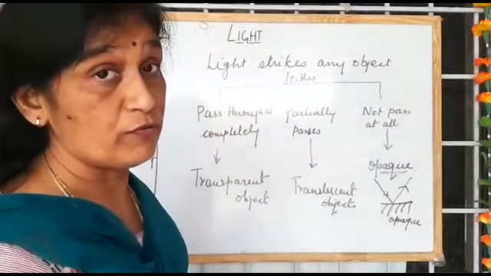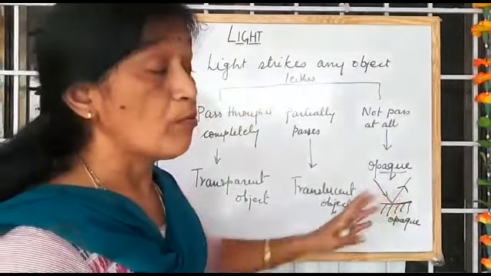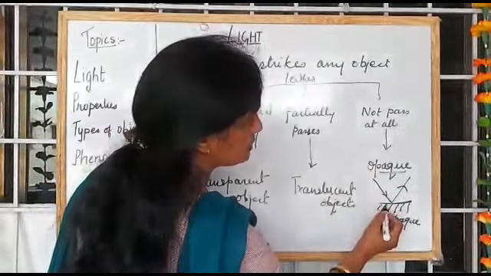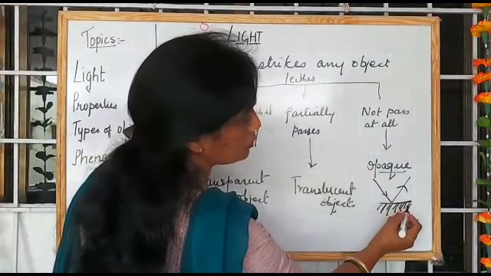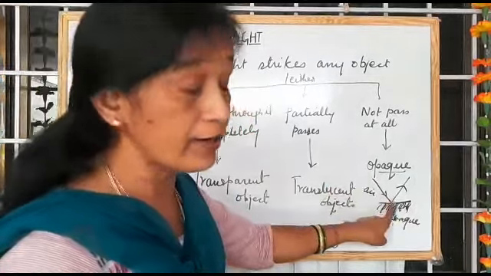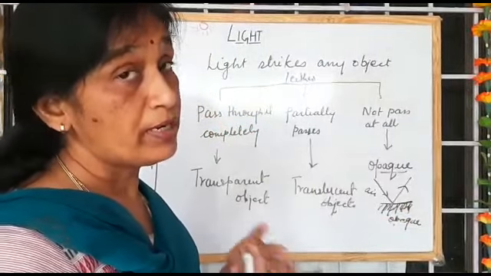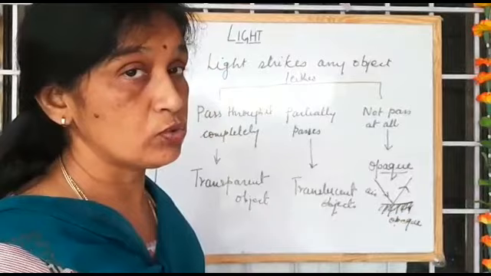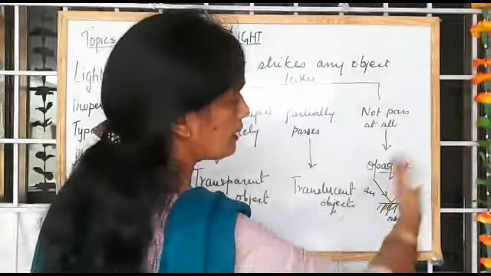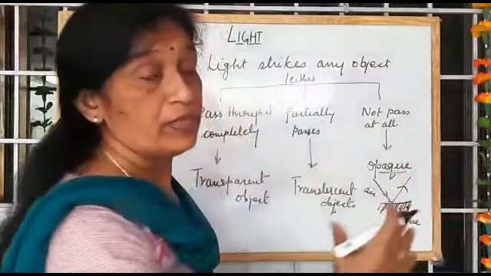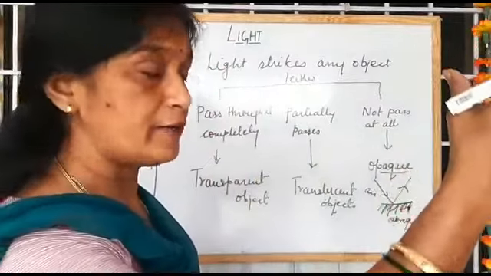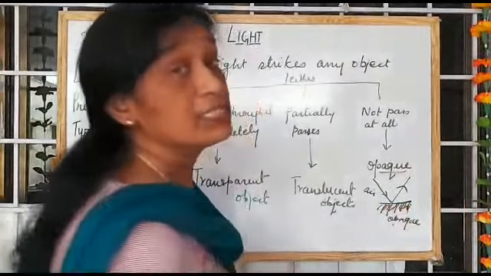So reflection, what is reflection? Reflection is bouncing back of light in the same medium from which it is coming. For example, this is stone, okay? This is stone and this is air. So light is coming through air and falling on the stone. But stone doesn't allow light to pass through it. What will happen? It will bounce back the light, okay? It will reflect back the light in the same medium, air. It comes through air and it's going again back in the air. So this phenomenon is called reflection.